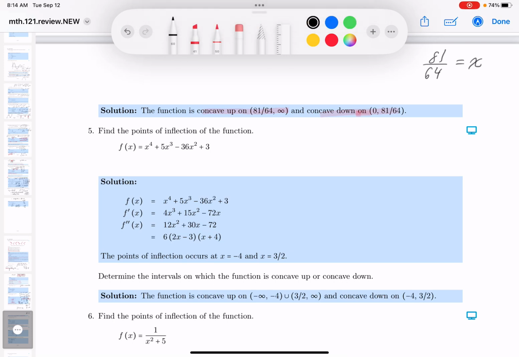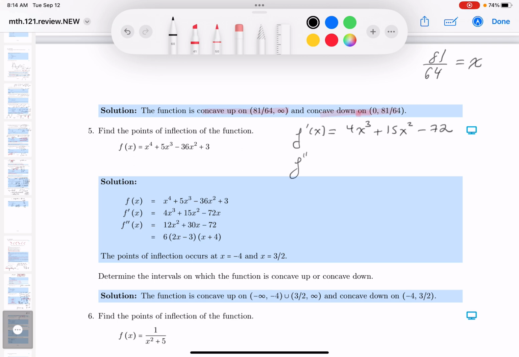Okay, you got a polynomial. Again, find a point of inflection. Looks pretty simple to do. So you get f prime, and you're going to get 4x cubed, let's see, plus 15x squared, minus 72, right?